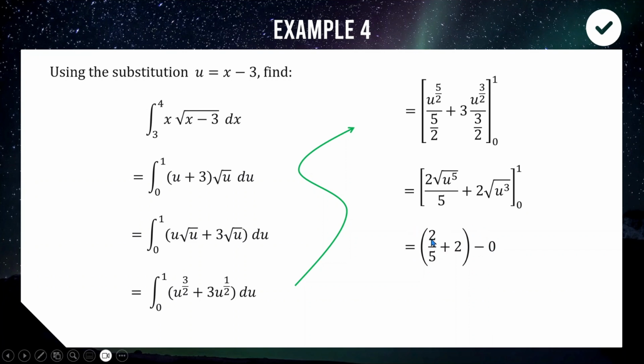Okay, now we can just finish it off and do 2 out of 5 plus 10 out of 5 and get 12 out of 5 for our final answer for example 4.